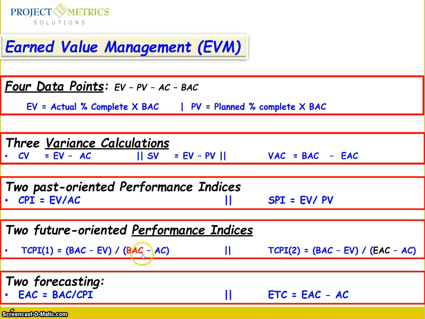So there are two equations. I'd like to make a note that there is a difference here when you divide budget at completion. And number two, we are going to focus only on this here, estimate at completion. And then two equations for forecasting. These equations are not going to make any sense unless you put them in context.